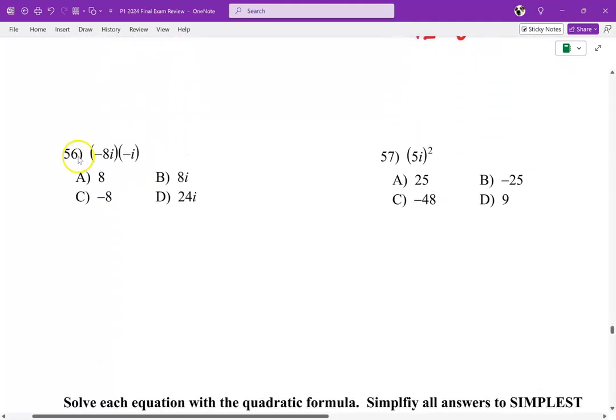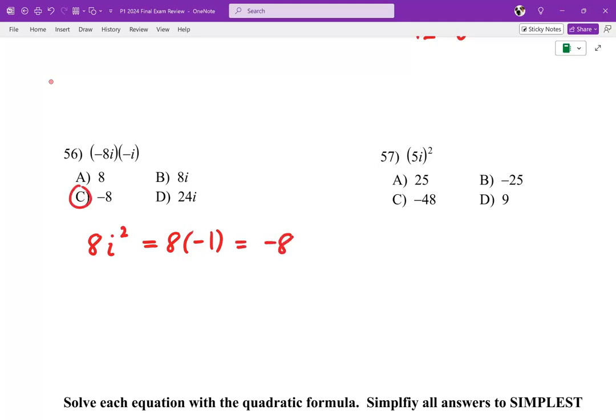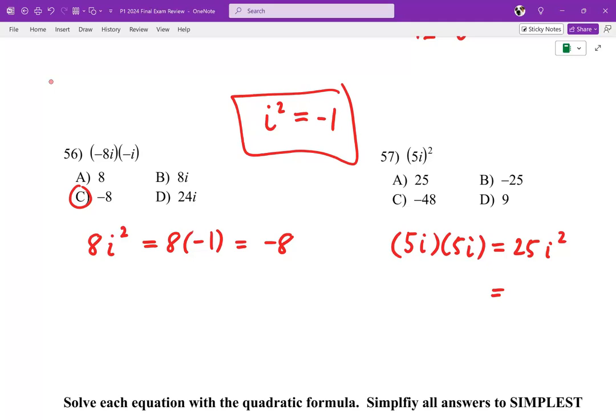All right, 56. Negative 8i times a negative i would be a positive i squared. But what's i squared? Negative 1. So this answer is negative 8. Okay, 57, 5i squared. Well, that's just 5i times 5i, right? So that's 25i squared. But i squared is a negative 1. Don't forget that. I'll put it right here. Something you guys have to make sure you write down somewhere. So i squared is a negative 1. So this becomes negative 25.